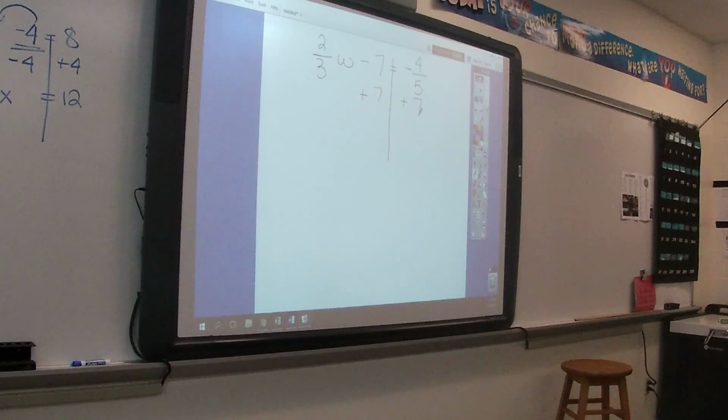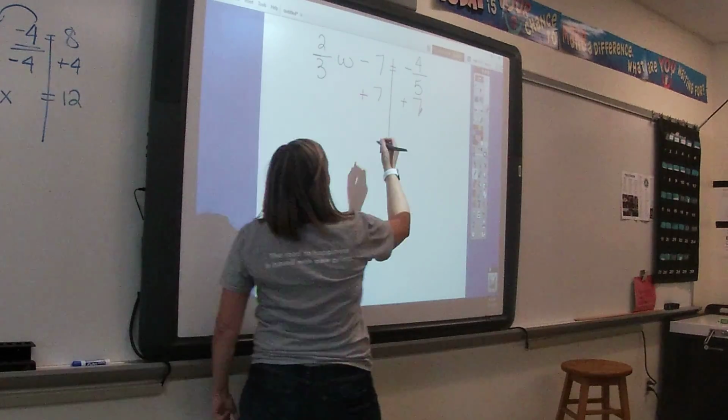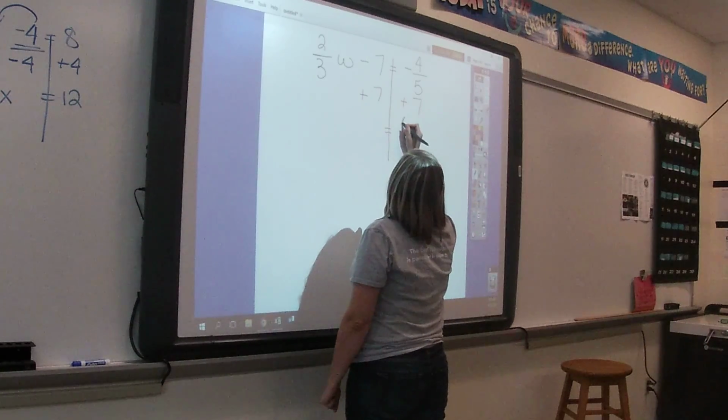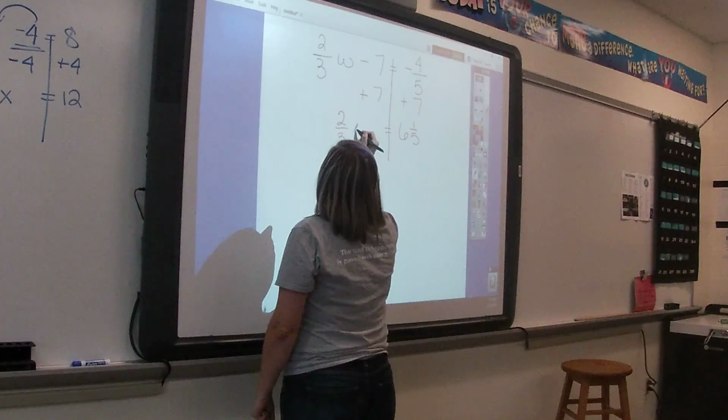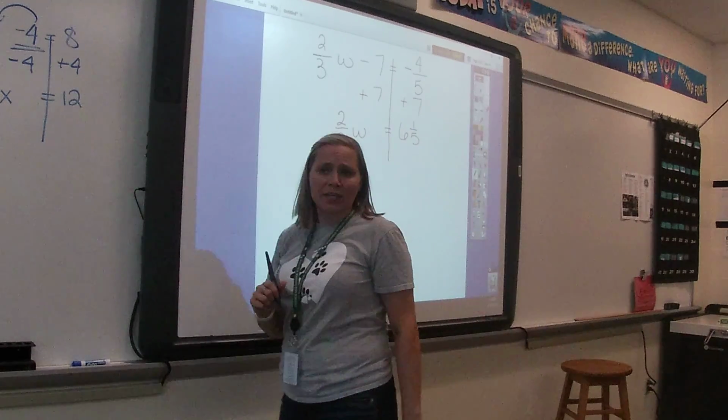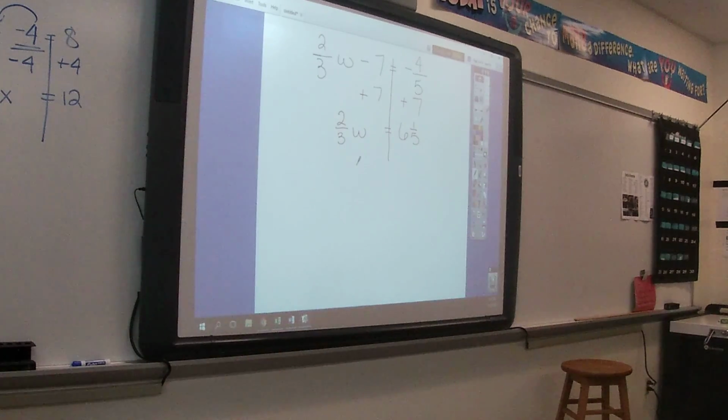And how are you going to calculate negative 4/5 plus 7? You're going to pick up a calculator and you're going to put it in your calculator. So we'll get 6 1/5. Does your calculator give you 6 1/5 or does it give you like 31/5? 6 1/5? Okay. Sometimes I do the wrong format when I'm just doing it in my head.